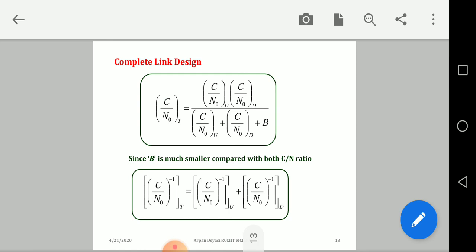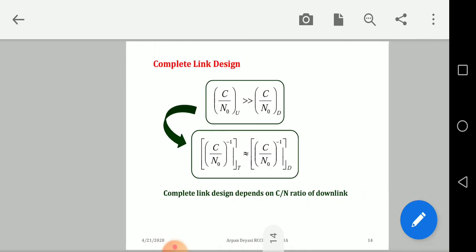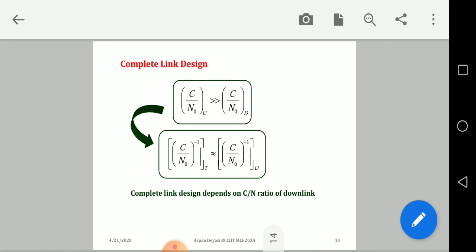So C by N inverse is basically the parallel resistance formula. 1 by total is 1 by uplink plus 1 by downlink. Look at the expression. Now uplink C by N is much higher than downlink. So which one will ultimately dominate? In the total, the downlink will dominate because it is in 1 by R format. So total carrier to noise ratio is fundamentally dependent on the carrier to noise ratio of the downlink, not of the uplink. So downlink design and downlink C by N ratio calculation has much more importance than the uplink design.